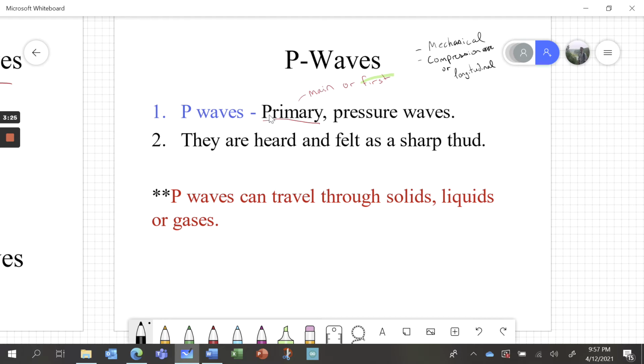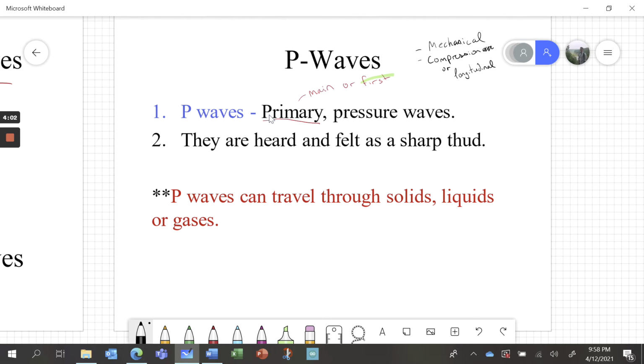These waves are the first thing that you feel in an earthquake. They can be heard as well as felt. So remember, sound waves are compression waves, just like this. So you often will hear them before you feel them, in the case of these P waves. And when you do feel it, it feels like a sharp thud, kind of like a car crash, because that would be another example of a compression wave.